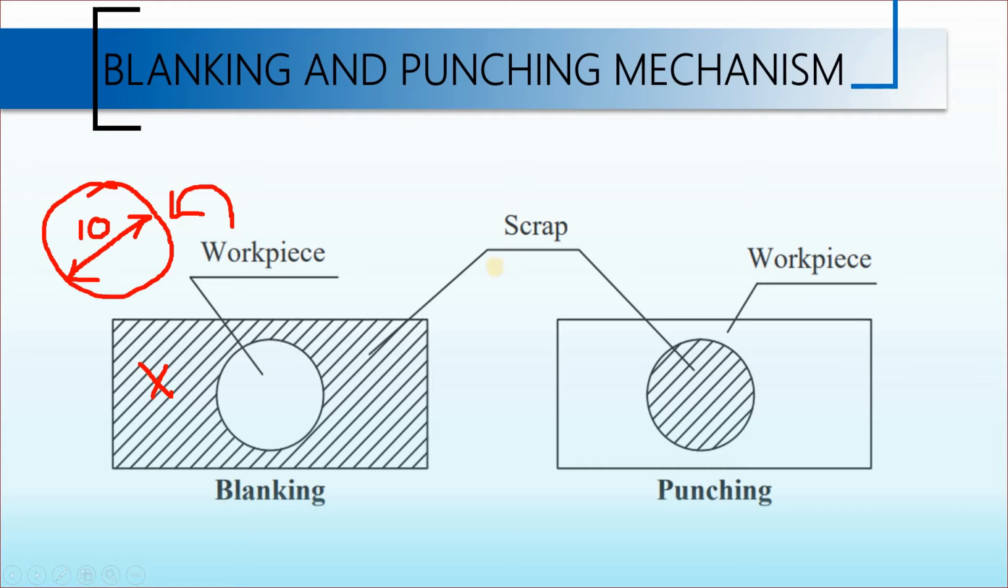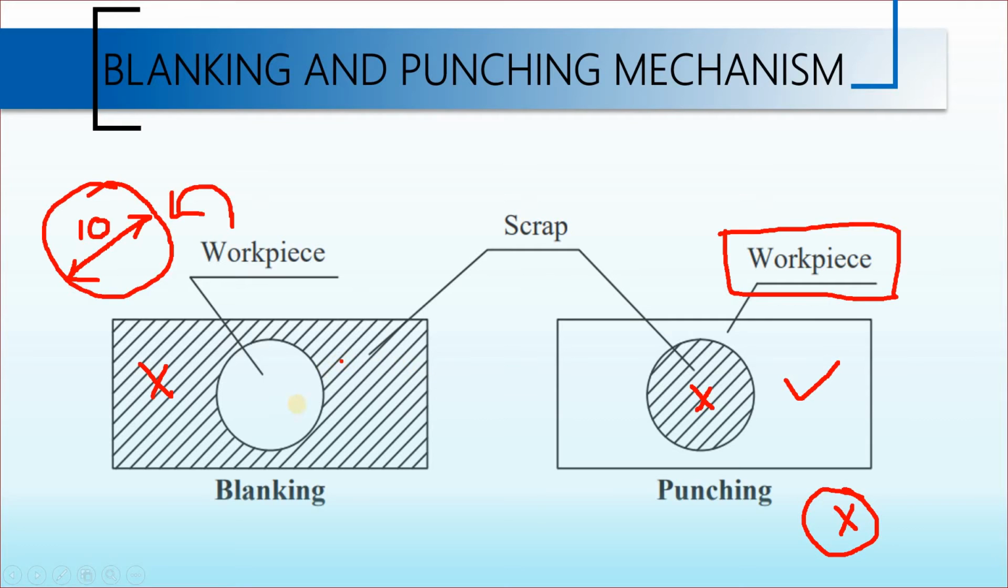Okay, and now if we talk about punching, what is the situation here? Here the portion that is cut out, suppose the slug falls down, and we don't care about it because this is scrap, and the portion that remains, this one is our workpiece. Got it? And here what is the difference?